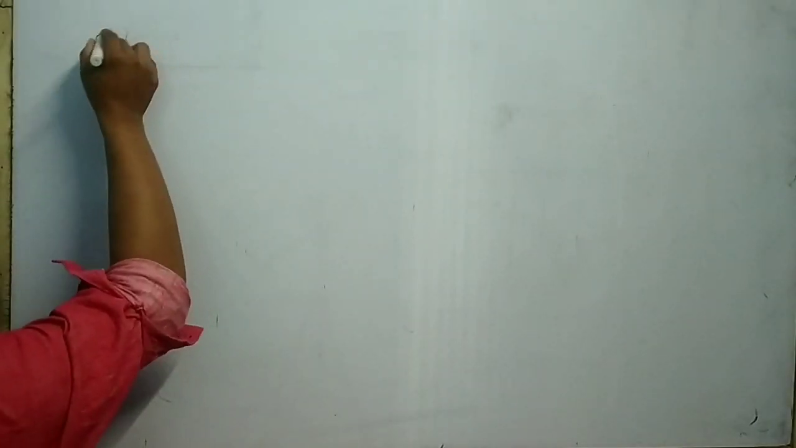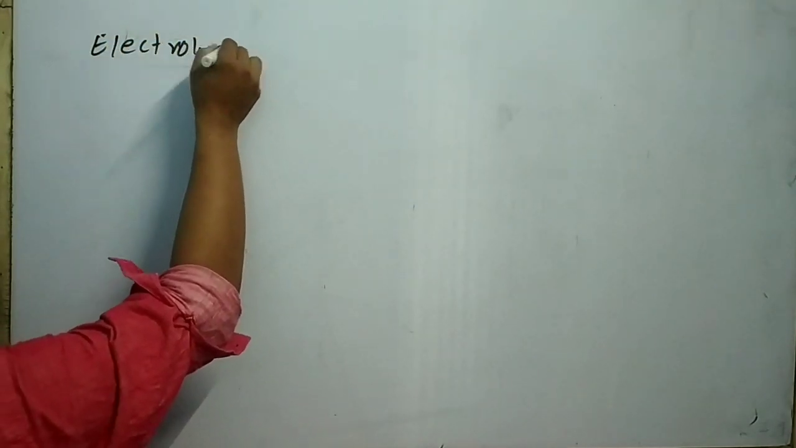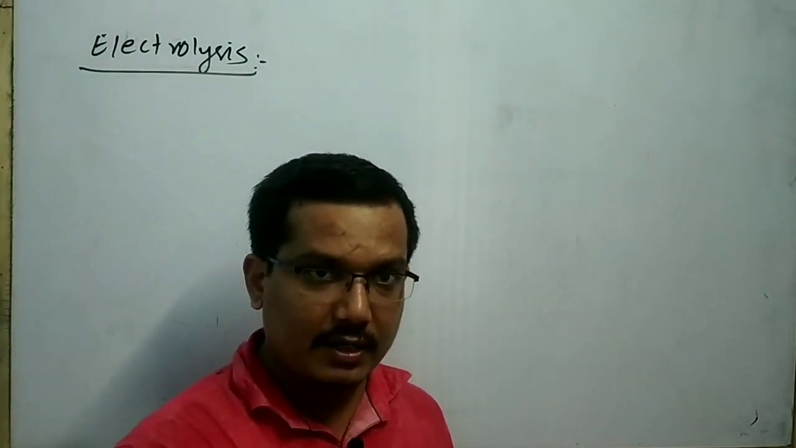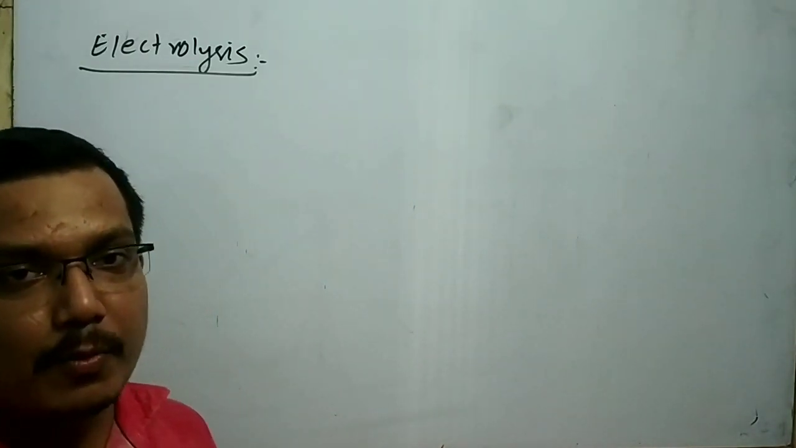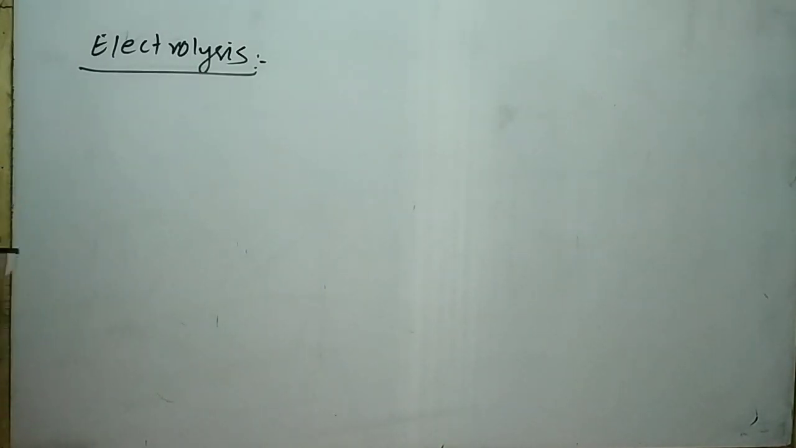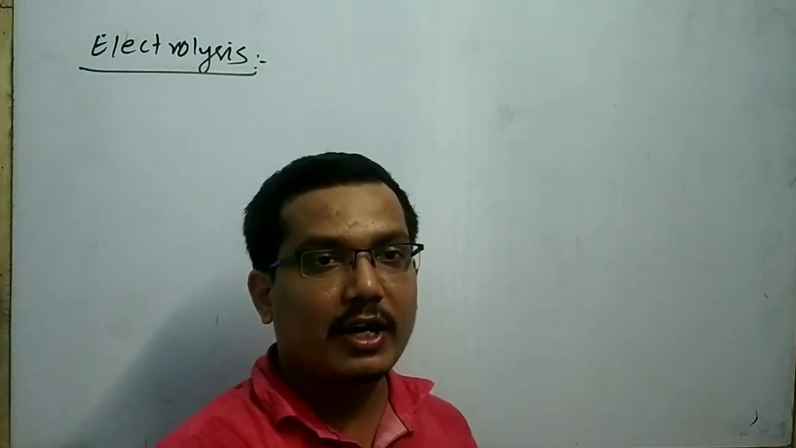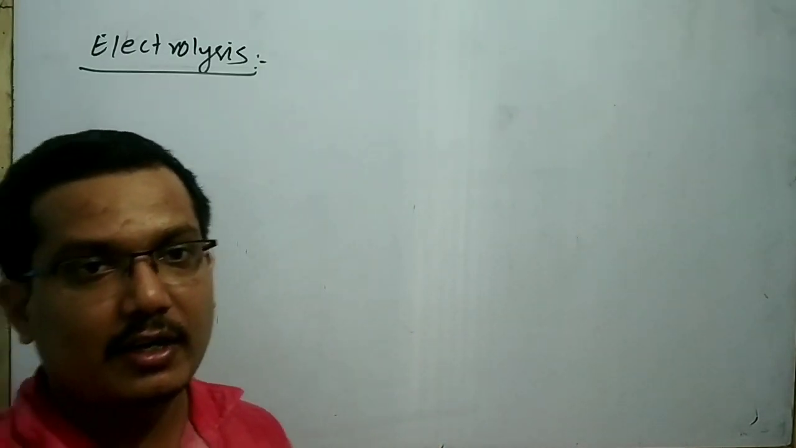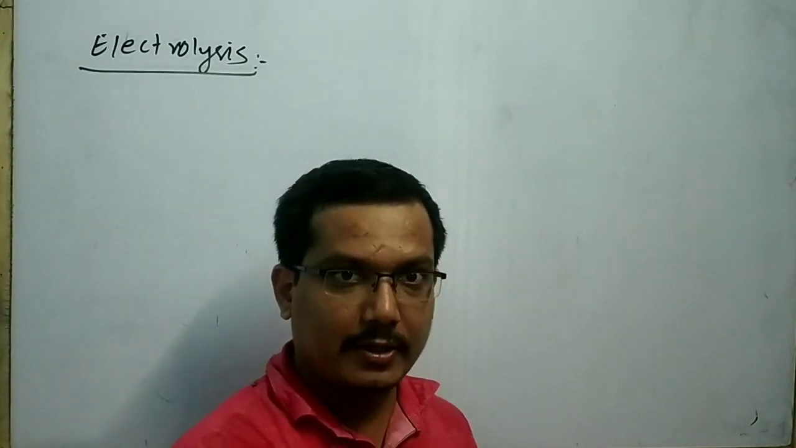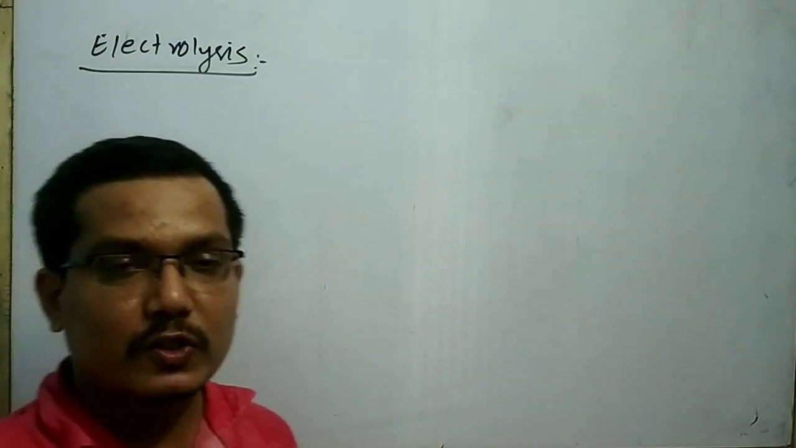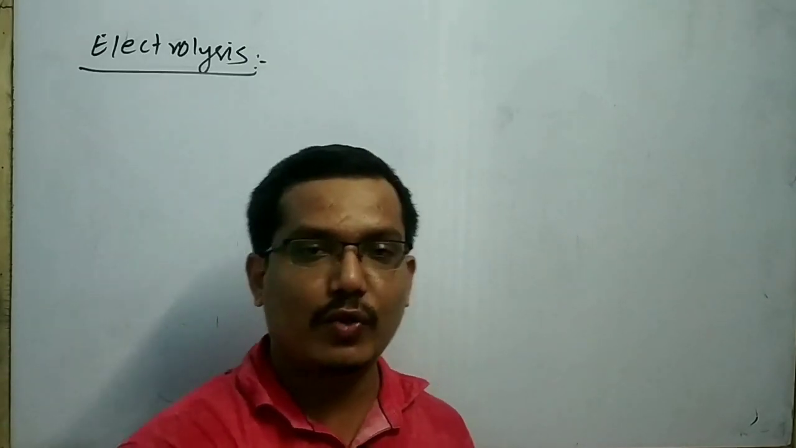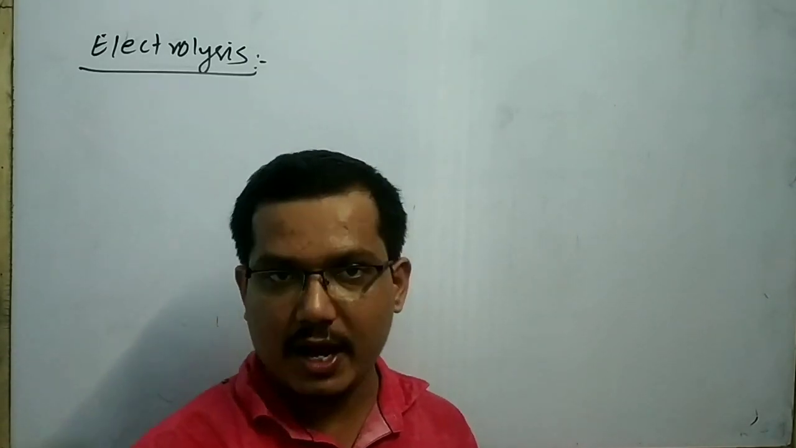Now I will explain about electrolysis. Electrolysis is the process of decomposition of the electrolyte into ions in the aqueous state or molten state or fused state by the passage of electric current. That means when we apply electric current to the aqueous solution of the electrolyte, or the electrolyte present in the molten state or fused state, then the electrolyte undergoes dissociation into ions. Two ions are produced, one is the cation, another is the anion.